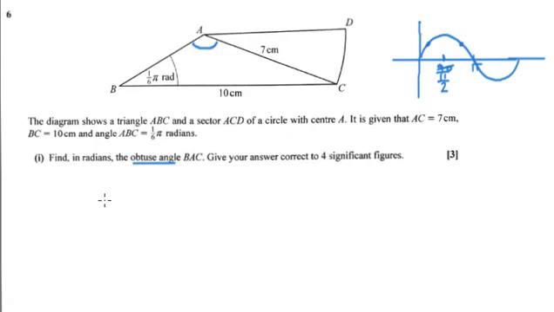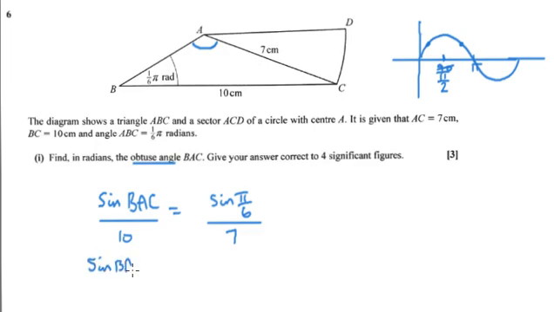We're going to do the sine of BAC over 10 is going to equal the sine of pi over 6 over 7. So the sine of BAC is going to be 10 sine pi over 6 over 7.